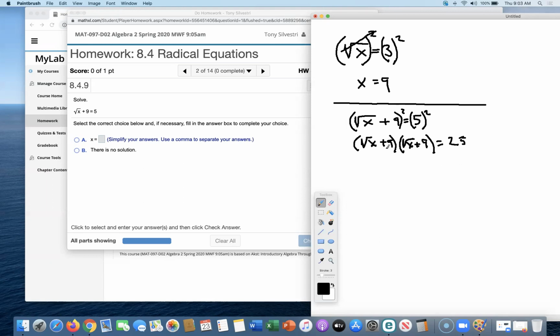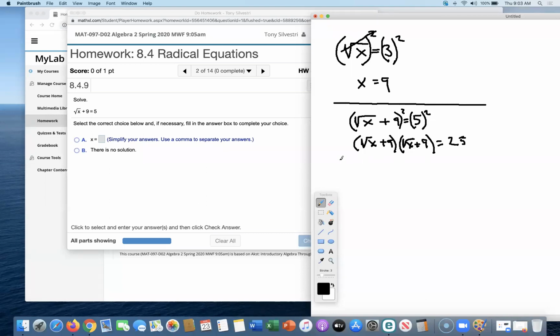Now, what are you going to do with this? You're going to FOIL that, right? Now, if you FOIL it, aren't you still going to get a square root in your answer? I trust you can FOIL that. And I bet when you do the inner and the outer, you're still going to get a square root. So squaring both sides didn't buy you anything. It just made you do more work.